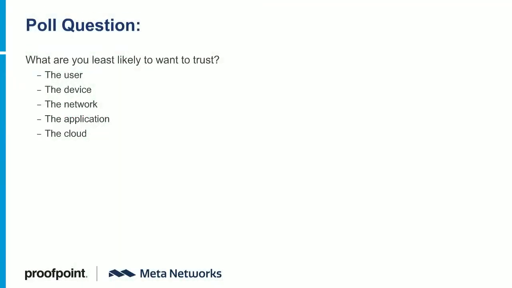But first, I wanted to start with a polling question, and I'll tell a little story while you all answer that. If you actually click on that Back to List button that's there in your polling tab, you should be able to see this one. But the question is, what are you least likely to want to trust? The user, the device, the network, the application, or the cloud? I think we would have gotten radically different answers to this a few years ago, but it is nonetheless a question that still bears asking.